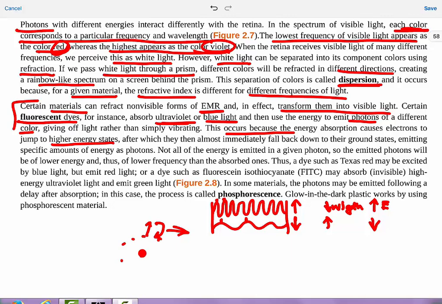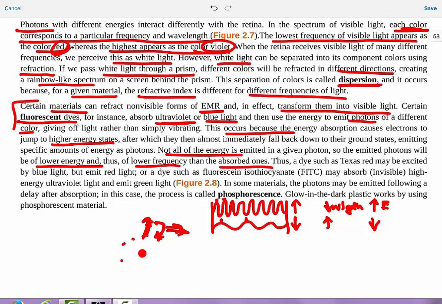So the energy absorption causes the electrons to jump up to these higher energy states, but then they can't maintain that. It was just an immediate jump, and then they fall back down, and when they fall back down, they emit that energy as photons. And then we can see that. Not all of the energy is emitted in that given photon, so the emitted photons will be of lower energy, and then, since it's lower energy, lower frequency than the absorbed ones.